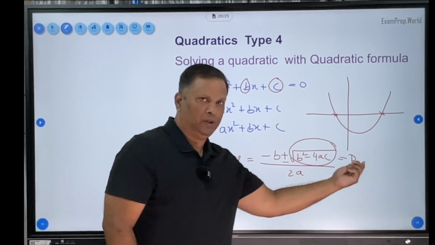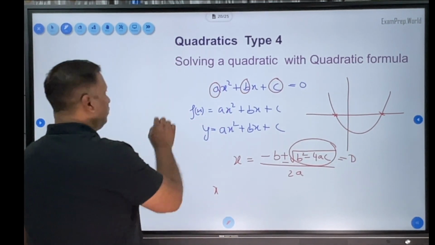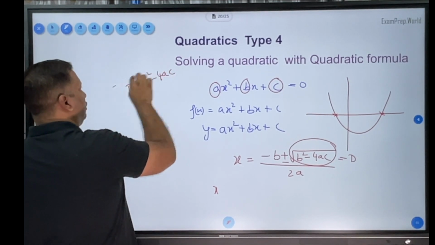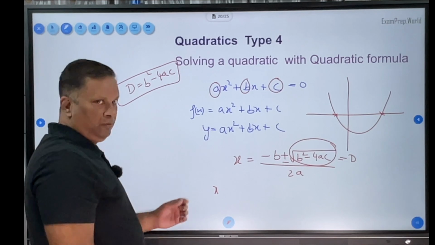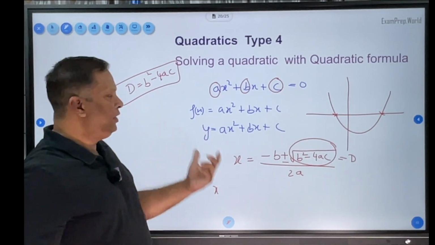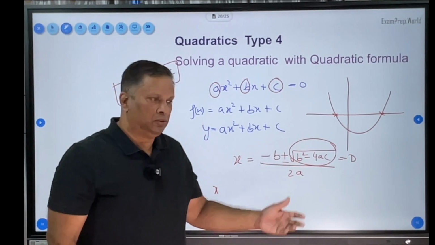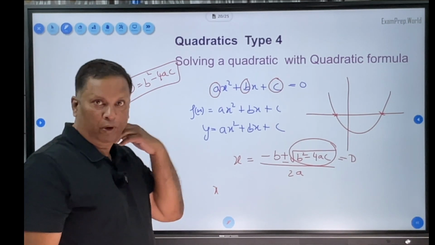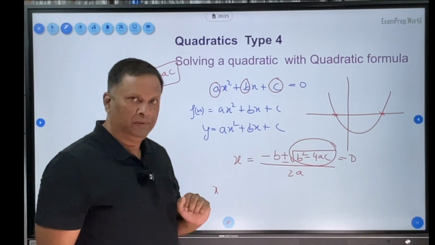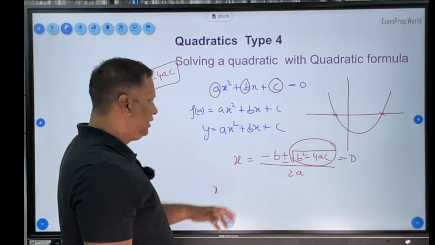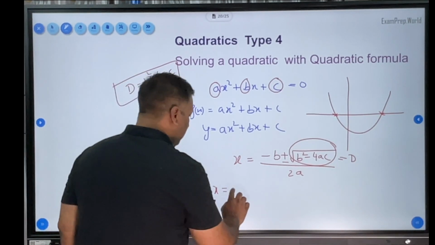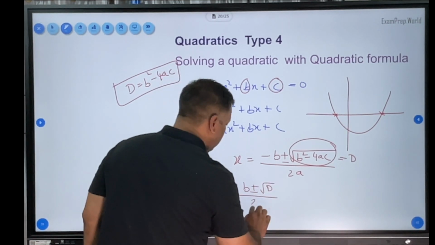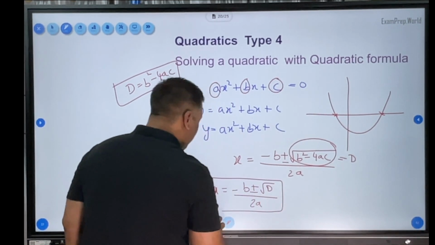D is our discriminant. D was always equal to b square minus 4ac. You should never ever forget this in your life. Okay. So the discriminant is very useful. It is used in many ways. You can watch my YouTube videos on quadratics where I have shown you the importance of d. Okay. Coming back. So I can write the quadratic formula as x equals minus b plus or minus root of d over 2a.